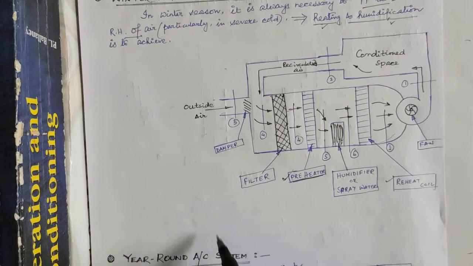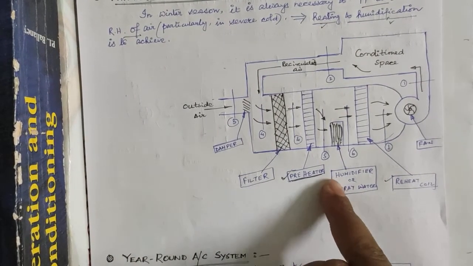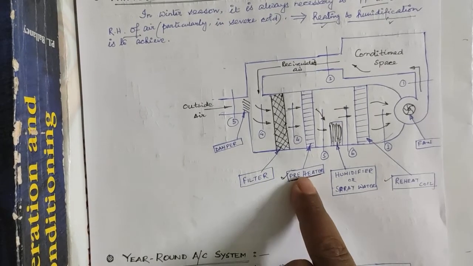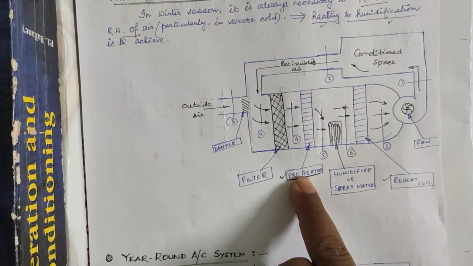And what is the function of this preheater? The function of this preheater is to prevent the possible freezing of water and to control the evaporation of water in the humidifier.